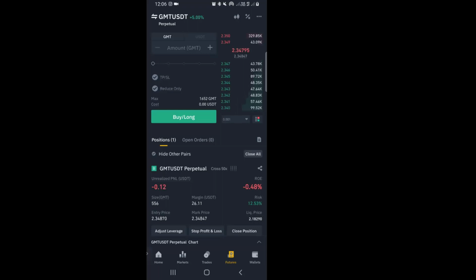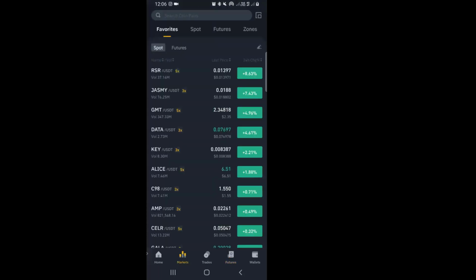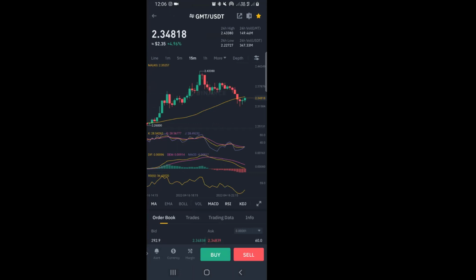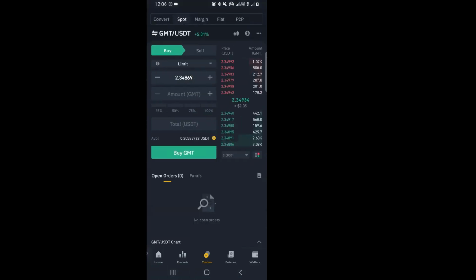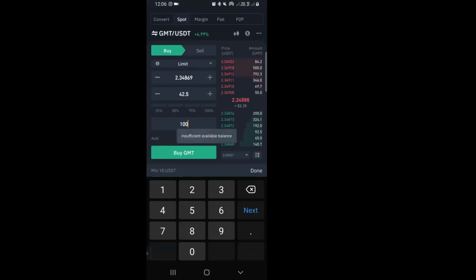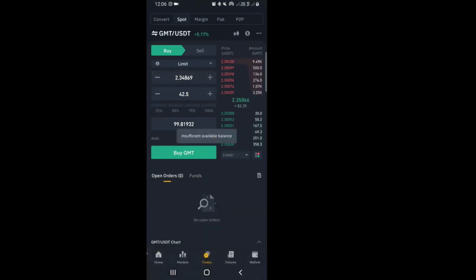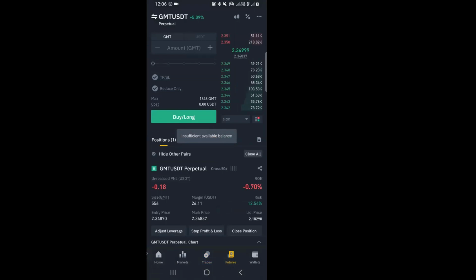This $100 now, if I go to the spot section, this is GMT. I bought 556 of this. If I go to this place now to buy GMT with 100 USDT, you will see the only thing I can afford is 42.5 GMT. That is the only thing my 100 USDT could afford. But under the futures section, I have 556 GMT, and I'm making 0.71 cent or 1.94.